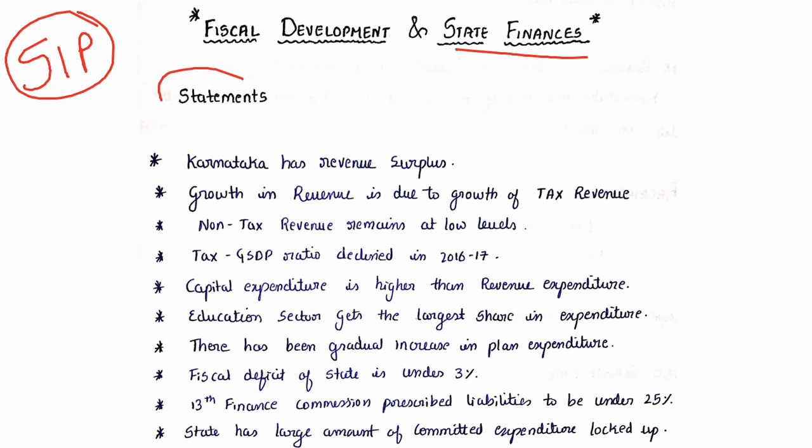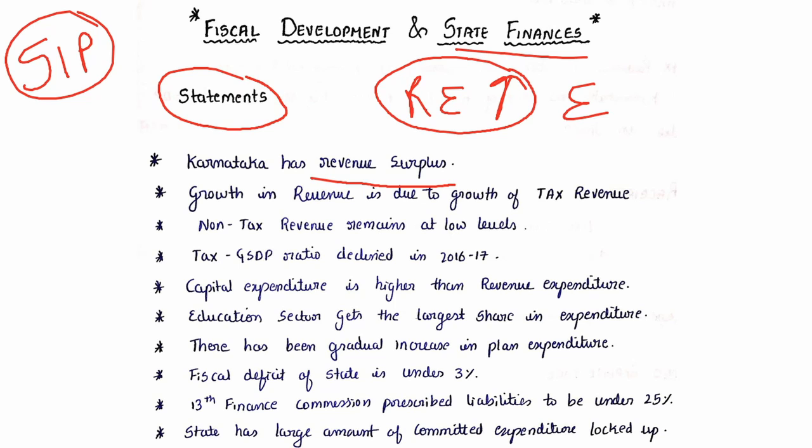I have written a few statements. Please read them carefully. I'll be explaining each of them. Karnataka has a revenue surplus. Now what is revenue surplus? That is, revenue earned is higher than the expenditure. That is, we are earning more than we are spending. That is, Karnataka has been revenue surplus. And this revenue surplus is due to the growth of tax revenue.